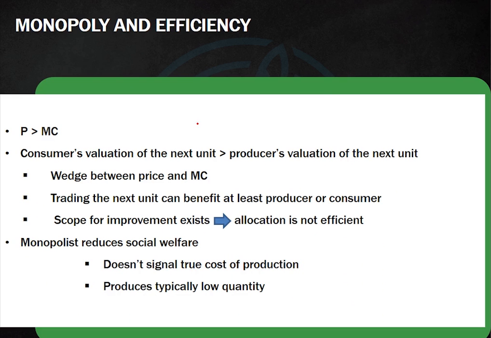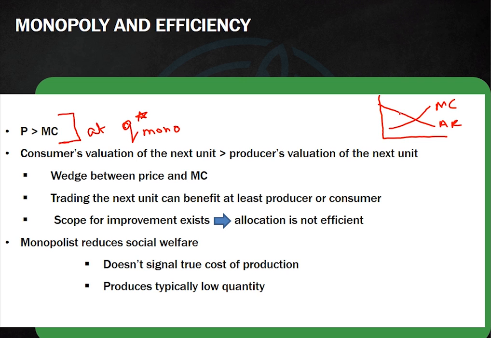Monopolist is inefficient because at its profit maximizing level of output, P is greater than MC. So this means that the consumer's valuation of the next unit is greater than the producer's valuation of the next unit. This basically drives a wedge between the AR and the MC curves. So this becomes your P star and this is the Q star. So these two are not equal.